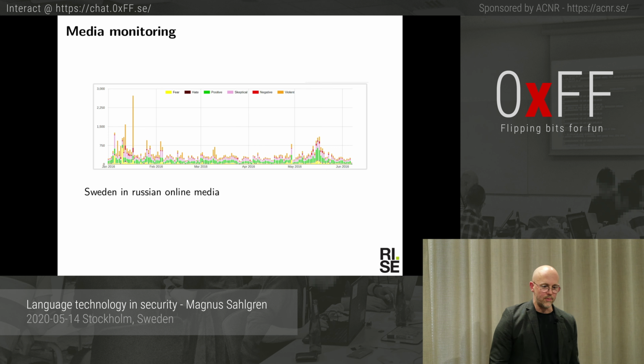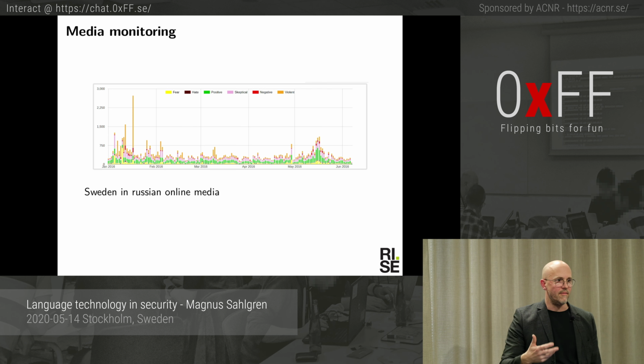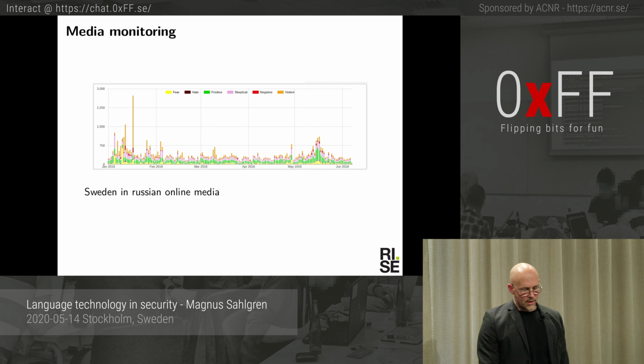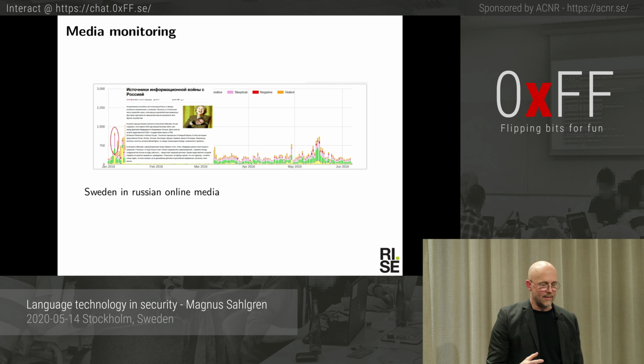This is quite an old analysis that we did, mentions of Sweden in Russian online media. And there are a couple of different categories here. We have fear, we have positivity, we have skepticism, and we have violent mentions. And you can see some interesting patterns here. For example, there is a spike in skepticism at the beginning of 2016, and that seems to be some sort of fake news, some basically made up article about the political system in Sweden.